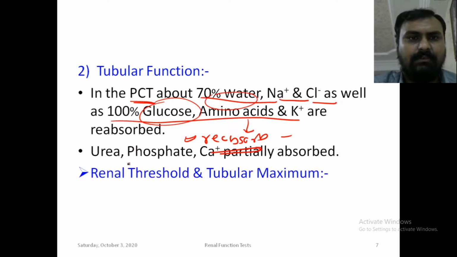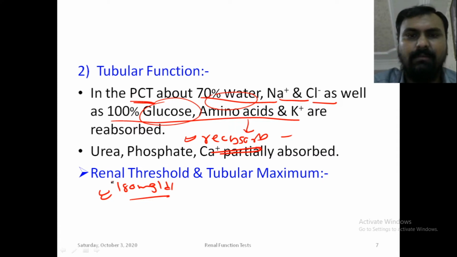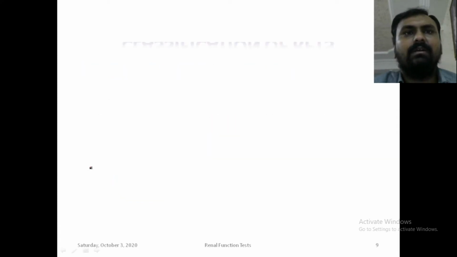Now, what is the renal threshold? It is around 180 milligram per deciliter. Up to 180 milligram, the kidney will try to reabsorb the glucose. Then, when the level increases, it will appear in the urine.